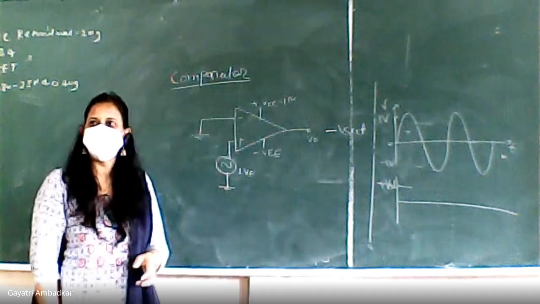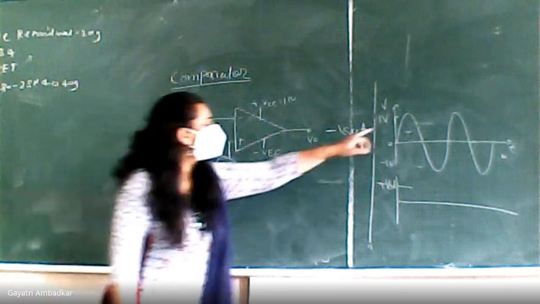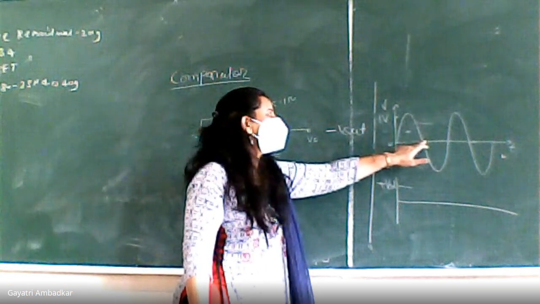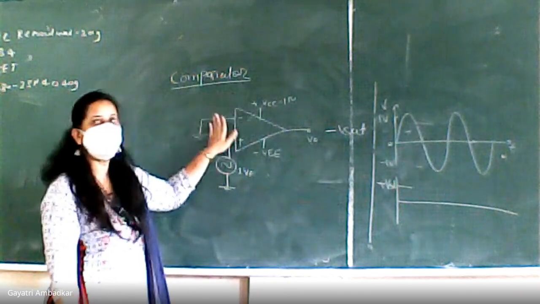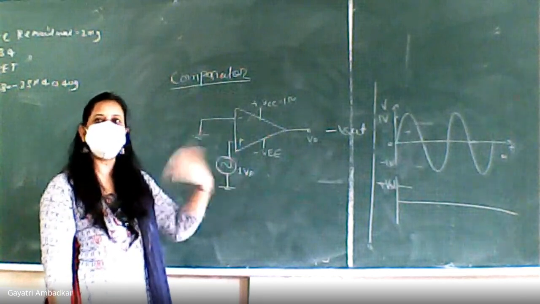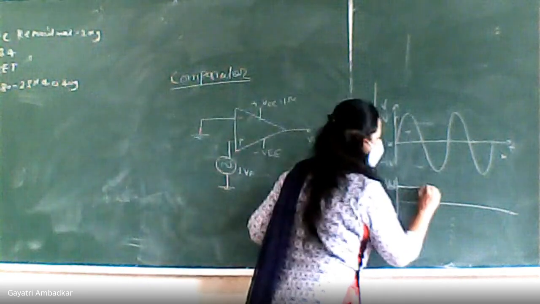Who is greater? It is 1, 0.9, 0.8 and so on up to 0. Still it is greater. This is ground, this is 0, so this one is still greater. Don't change just because I asked a question. So again I will get plus Vsat.